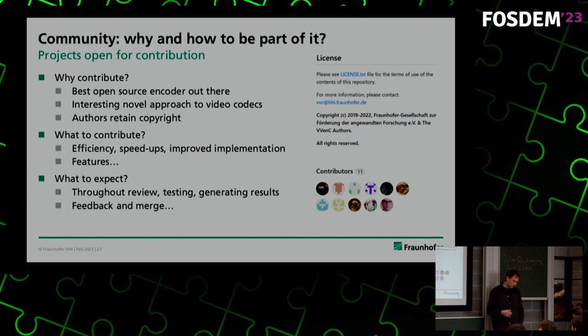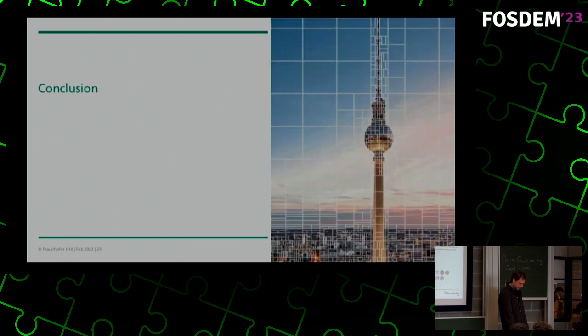For the community, we are open to external contributions, and we wish to get some. That's also why I'm talking to you, to get some interest. We try to make this easier by stating that the authors of VVenC also retain the copyright. We don't have a contributor agreement, so this is the only way we can make it happen. We are interested in all kinds of contributions, efficiency, speedup, and we're going to thoroughly review this, test, generate results, whatever is needed, give proper feedback, and merge. So yes, please do if you're interested.